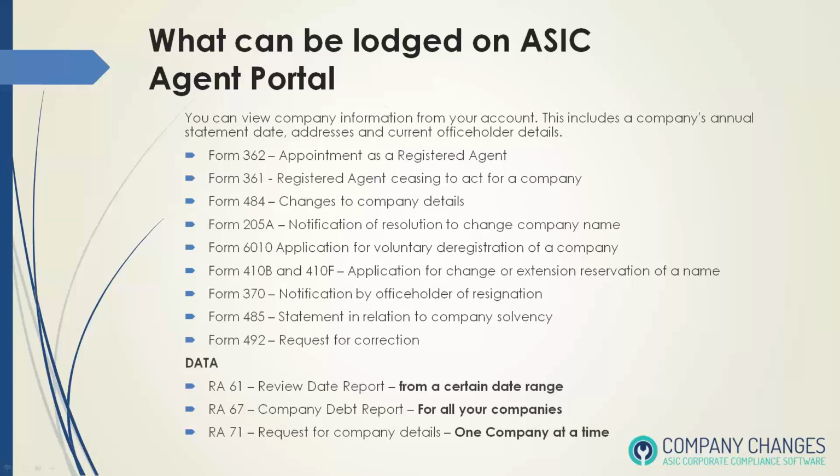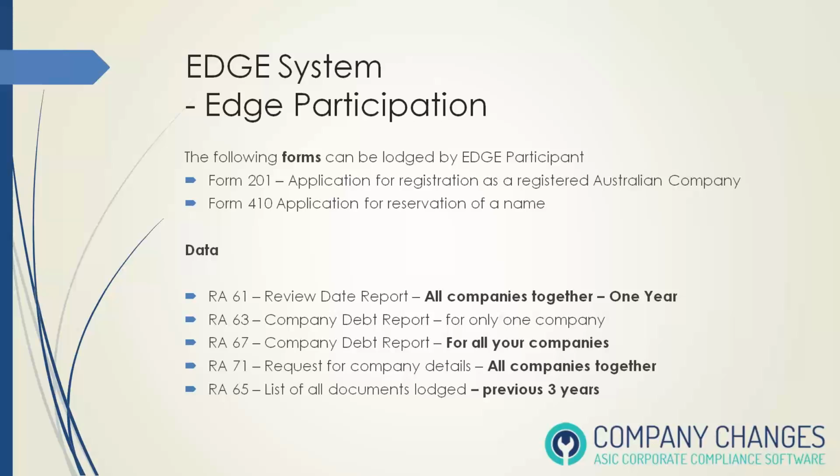Now, you can extract company details one by one at any time. So that's a company extract, if you want to know who the directors or shareholders are of any company. On RA71, just to let you know that you just cannot inquire about any company. You can only inquire about those companies where you are the authorized ASIC agent, and the company has given you permission to act on their behalf.